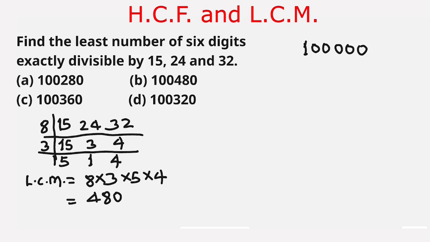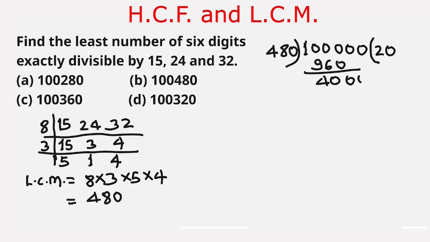This is 100,000. Now we divide it by 480. 480 divides 1000 for 2 times. 480 times 2 is 960. On subtracting 960 from 1000, we get 40. We carry 0. 400 is not divisible by 480. So we carry one more 0 and put 0 in the quotient. 480 divides 4000 for 8 times.